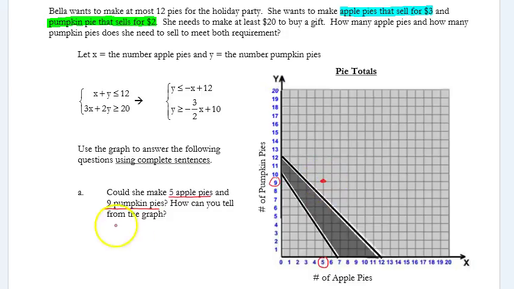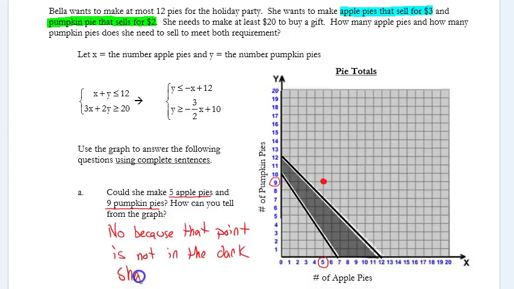I'm essentially looking at that ordered pair, and I'm deciding if that ordered pair is part of the solution set. In this case, it's not. It's not in that dark shaded area. So that's all I'm asking you to write is no, that point is not in the dark shaded area.